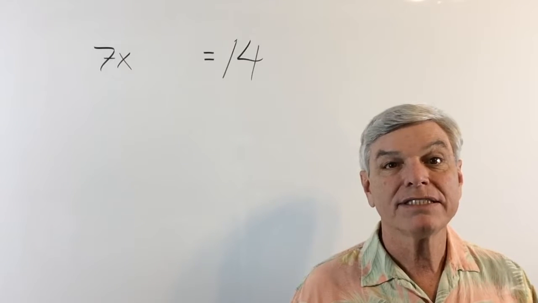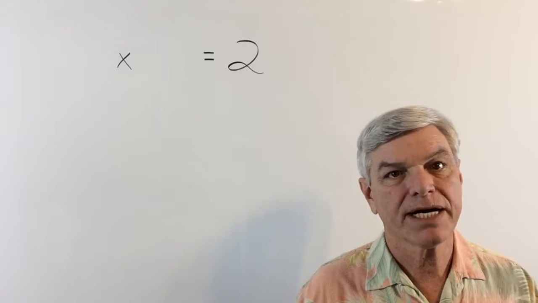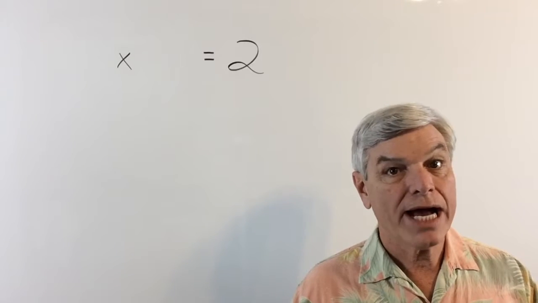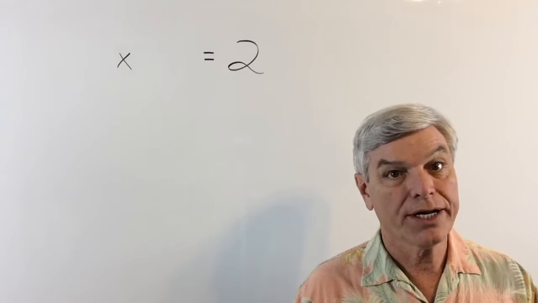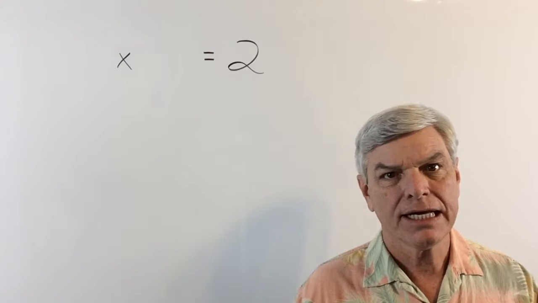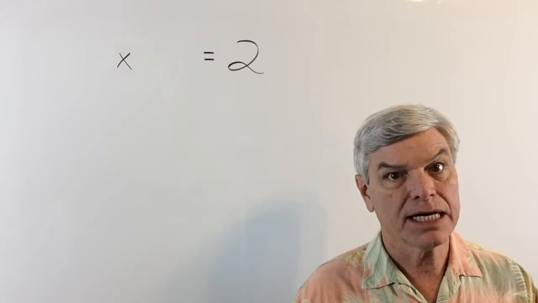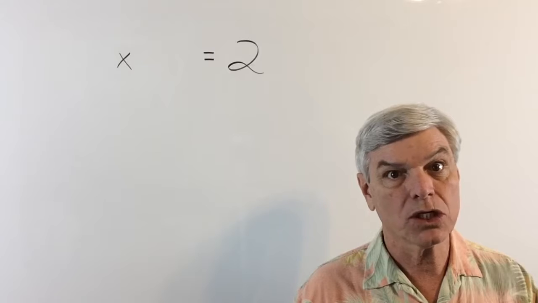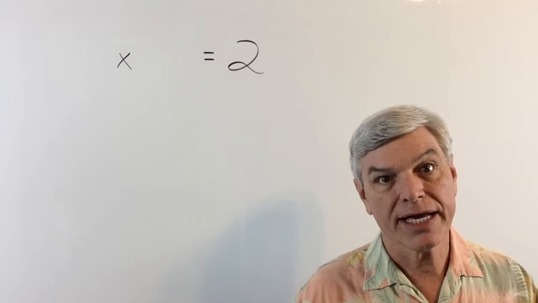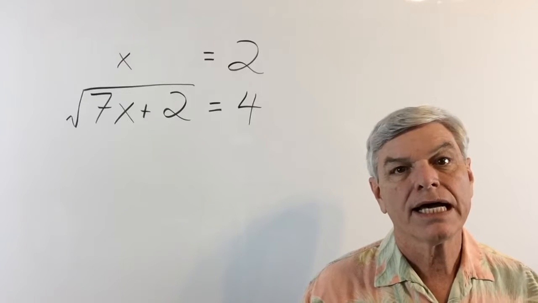7x divided by 7 isolates the x, and 14 divided by 7 is 2. Now, with radicals, I am warning you, check your work, even your homework. Because radicals are funny, and sometimes things that should work do not work. So let's put the original problem up there again. And we said our answer is 2, so x equals 2.